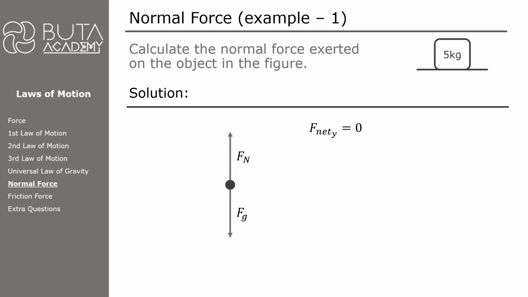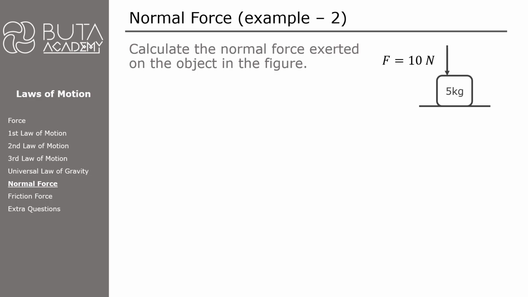If we choose upwards as a positive direction and downward as a negative one, the normal force will have positive value and the gravitational force will have a negative one. Force of gravity is equal to mass times gravitational acceleration, which are 5 kg and 9.8 meters per second squared respectively. The normal force is equal to 49 newtons.